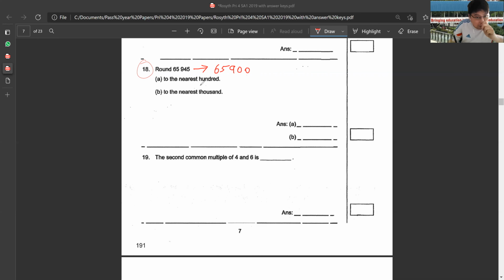Because you look at the number, 4 is a small number. It's less than 5, so you round down. You round down, then it equals 00. Okay, but right now, let's say A is this answer. Then B, nearest 1,000. What must you do?